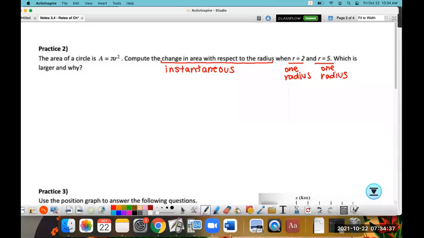So I'm going to write my area formula down just one more time. Not that I have to. And if I am looking at finding the instantaneous rate of change, remember that is the slope of the tangent line, but I'm not looking at a graph. I have a function. I could just take the derivative.